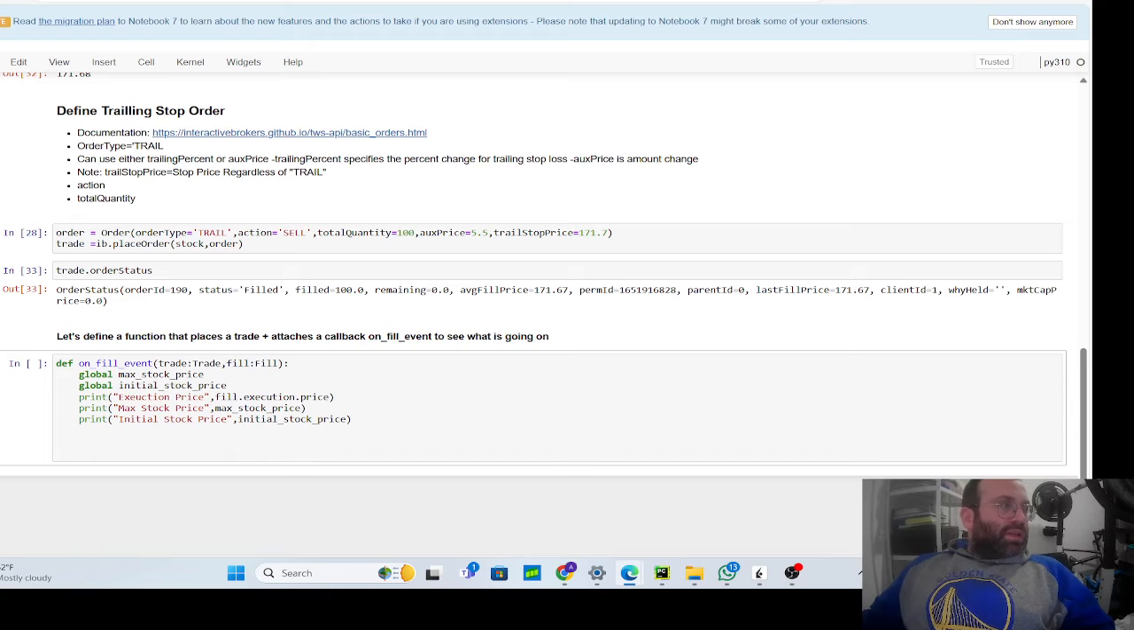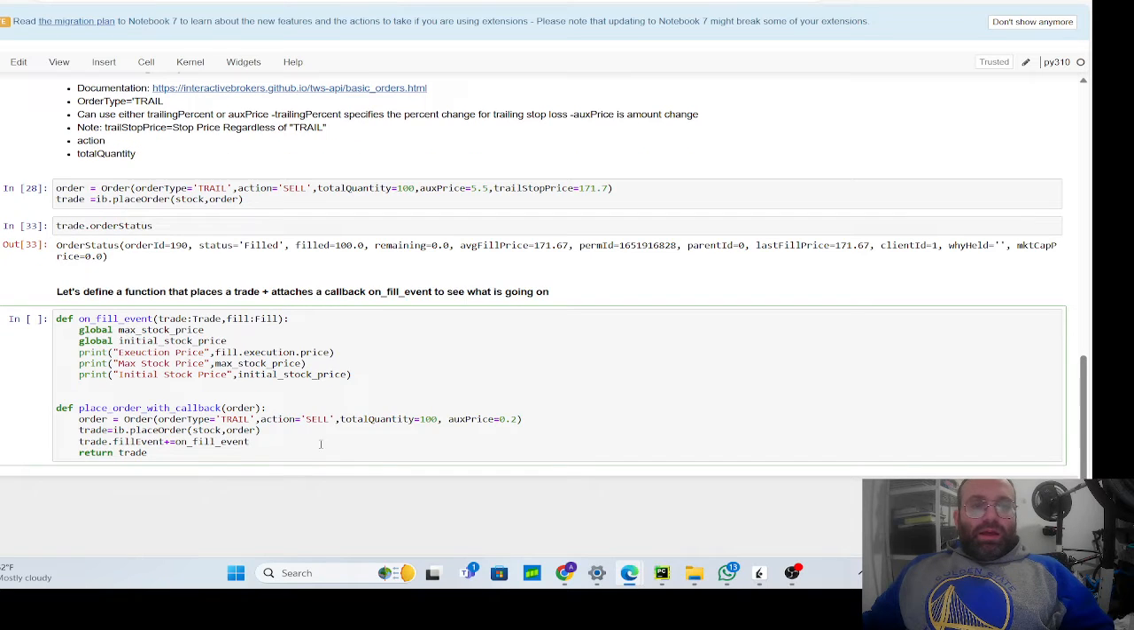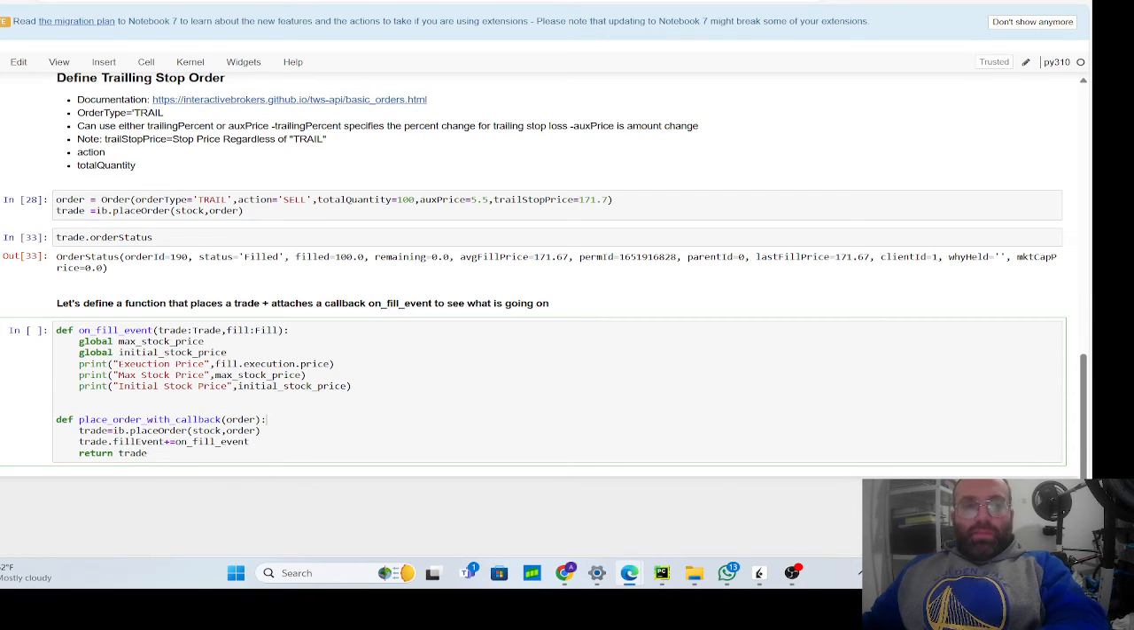This function is going to be the regular ib.placeOrder, except now I'm adding the callback. I'm attaching the callback right away: .fillEvent += onFilledEvent. And I have another video about this stuff. I should refer you to my ib_insync playlist, which has a lot of these videos.